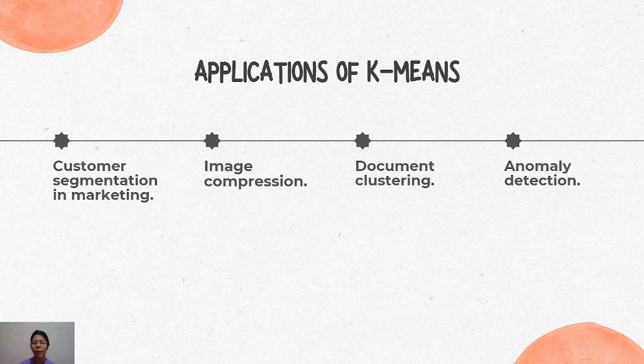Then we have image compression. Then we have document clustering, in which we can cluster or group similar kinds of documents for our convenience. Then we have anomaly detection.